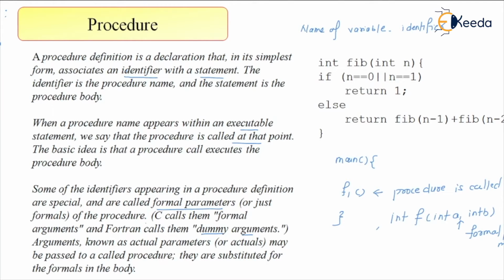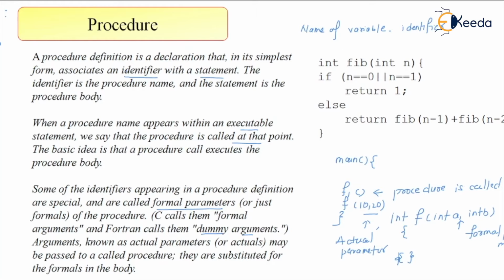Arguments known as actual parameters may be passed to a procedure, and they are substituted for the formals in its body. When I declare a procedure, these are the formal parameters, but when I call the same function and pass 10 and 20, those 10 and 20 are my actual parameters.